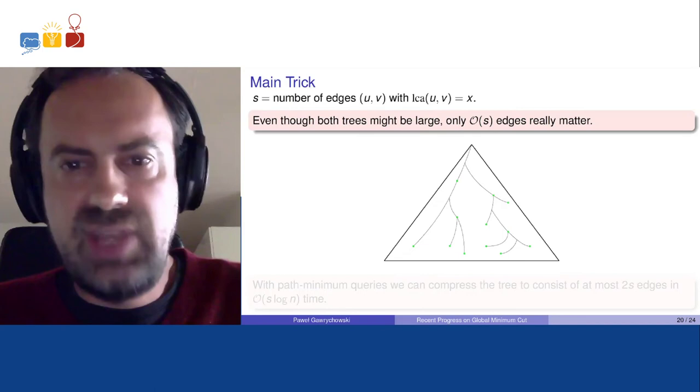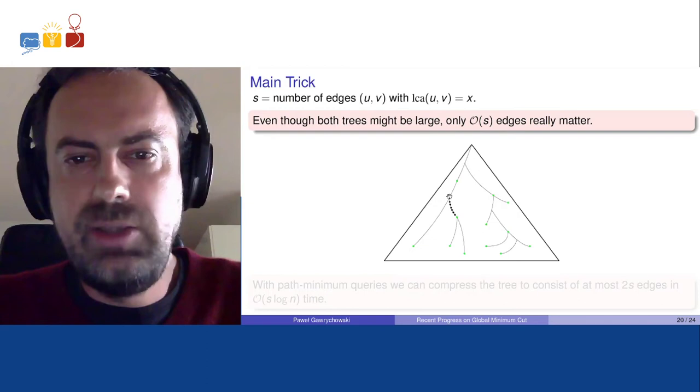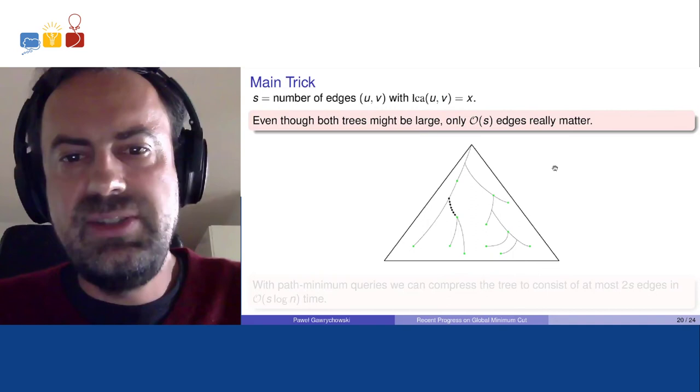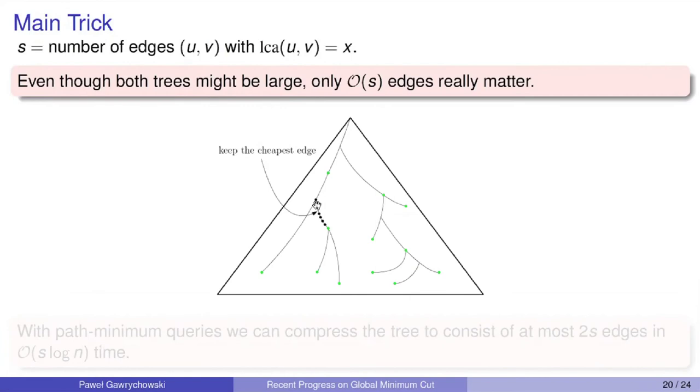And on some of those paths, you might have many nodes that are not really an endpoint of a cross edge. And I claim that in such a case, among many edges on this path, you only need to keep the cheapest edge, because in the end, you minimize the sum of costs. So when you have a long path here and nodes are not green on this path, you just keep one edge. So you kind of contract long paths.